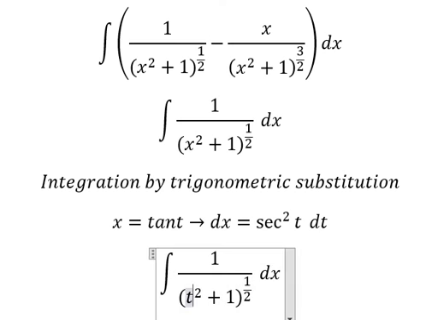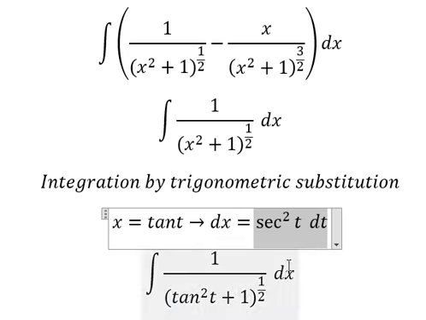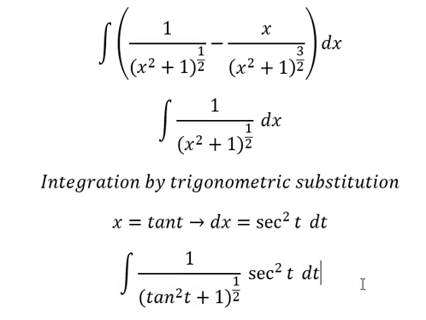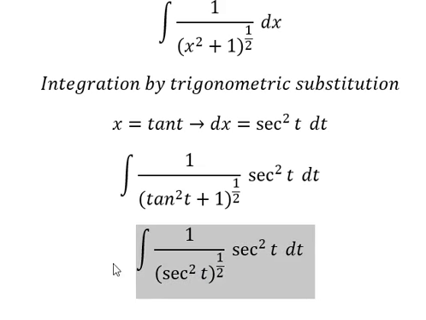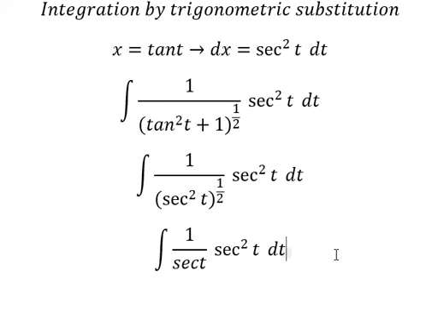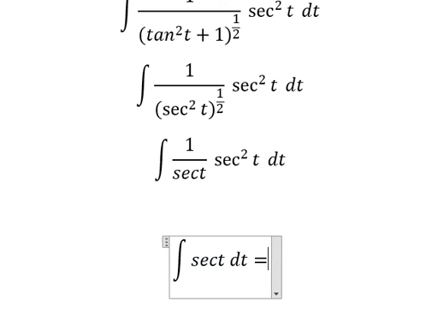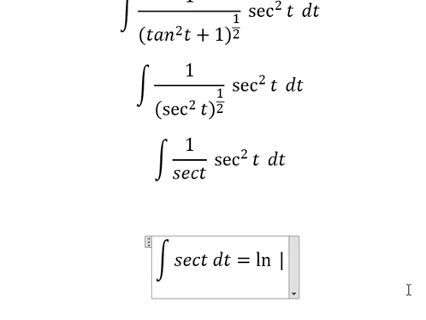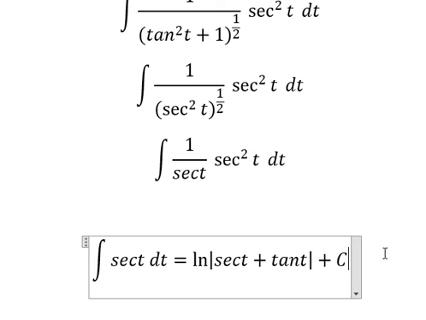So I will put this one going here. ds we change by this one. So this one we have secant of t squared. So this one we have secant of t. Next, this one divided by this one, so we have secant of t. The integration of this one, we have ln of the absolute value of secant of t plus tan t, and I will put plus c.